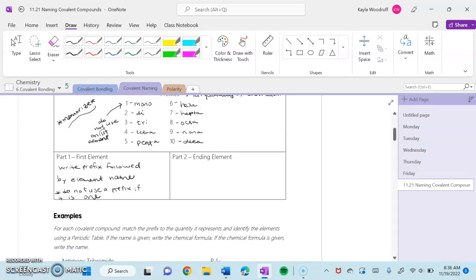Then the second element, or ending element, again, you will write the prefix to tell the quantity, followed by the modified element name. And it's modified the same way we did in the past with the IDE ending.